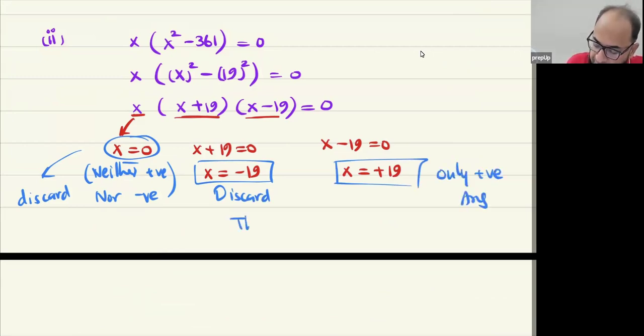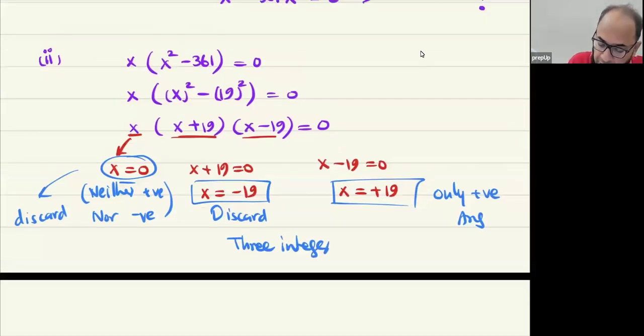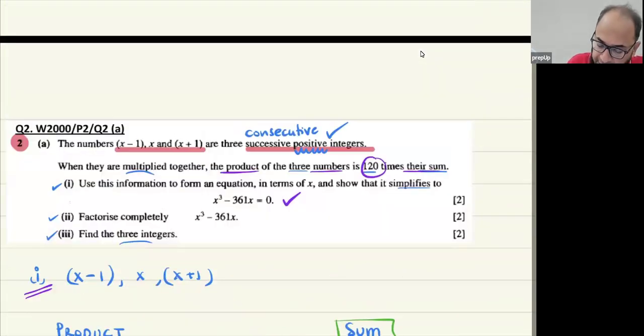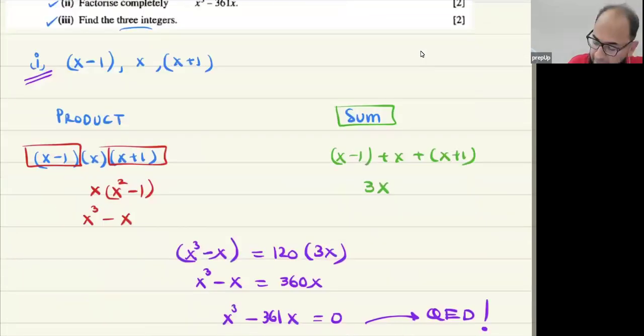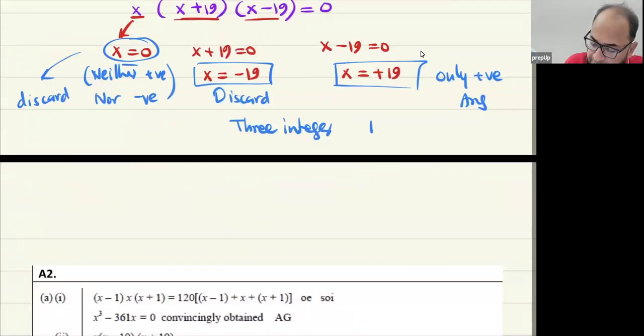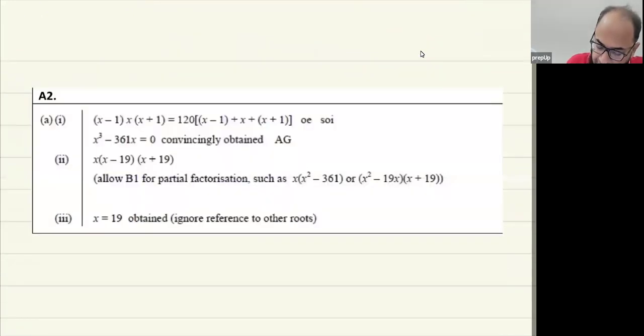So what are the three integers? We are looking for the three integers. They are x minus 1, x and x plus 1. So 19 minus 1 is 18, the next one is 19, the next one is 20. So these are the three consecutive integers, and that's the value of x. And the three answers are 18, 19, and 20. These are the three integers. Now just acknowledge if this is all good, all clear.